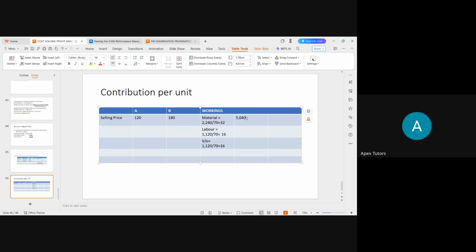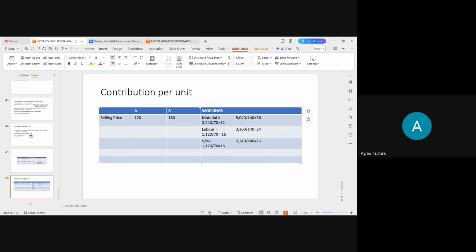Now for product B, material will be 5,040 divided by the quantity produced, 140. You have it as 36. And for labor, it will be 3,360 divided by 140. The result will be 24. And for variable overhead, it will be 2,240 divided by 140. The result will be 16.